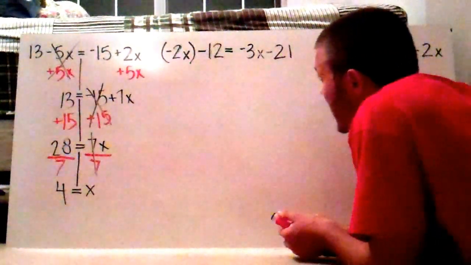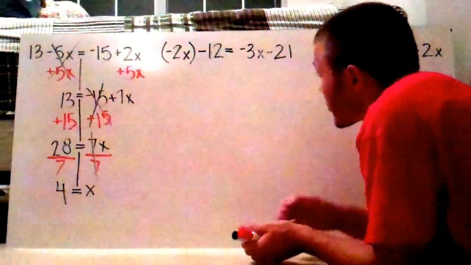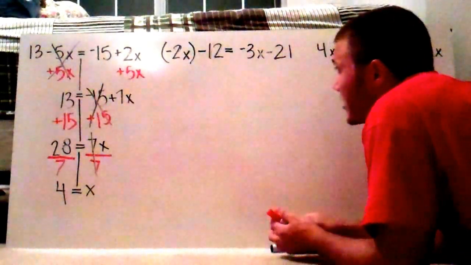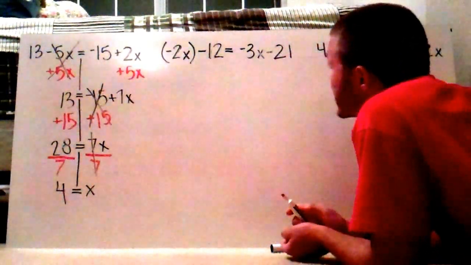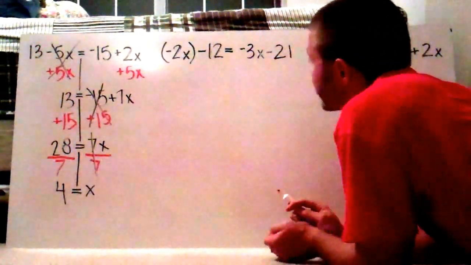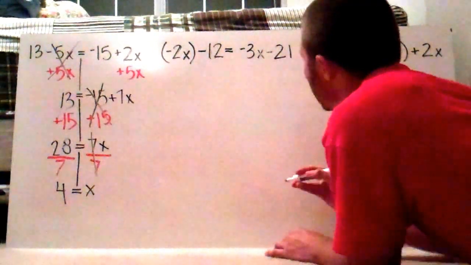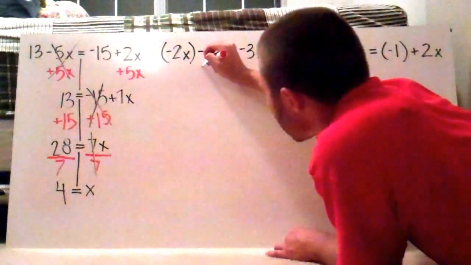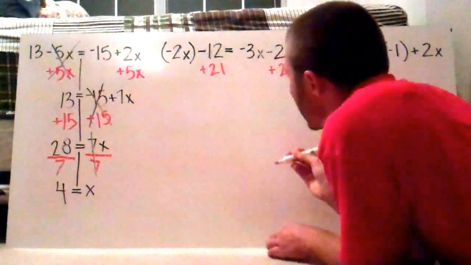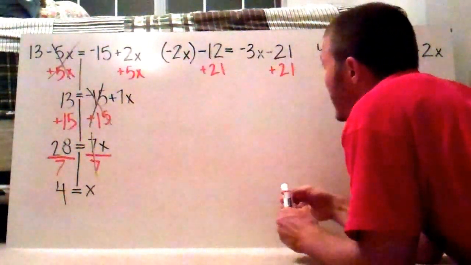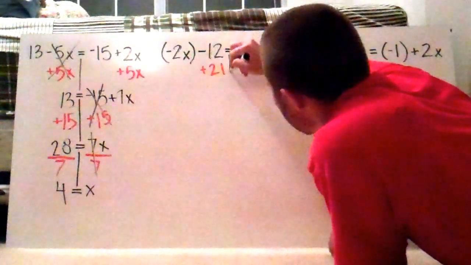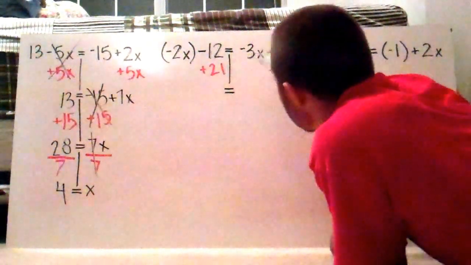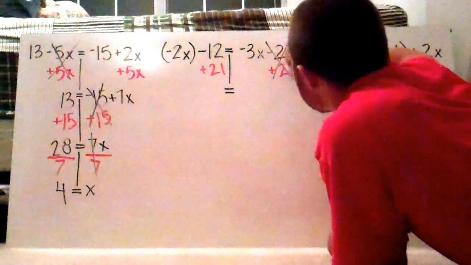Negative 2x minus 12 equals negative 3x minus 21. All right, first thing I'm going to do, how about I don't know, let's do plus 21. Let's get rid of that. So I'm going to do that on both sides. Plus 21. Alright, bring this equal sign down. These are going to cancel because they're inverses.